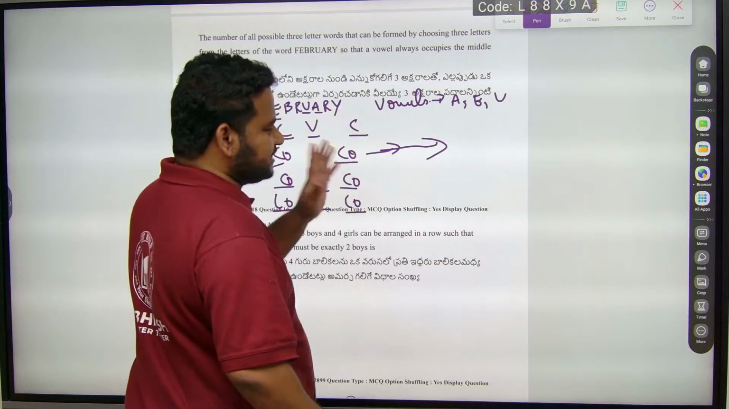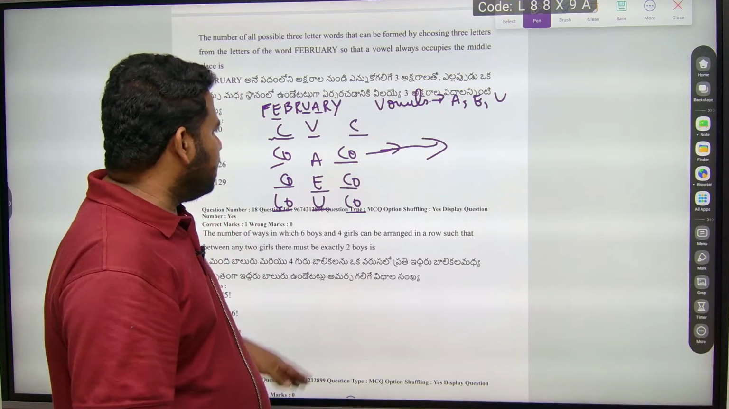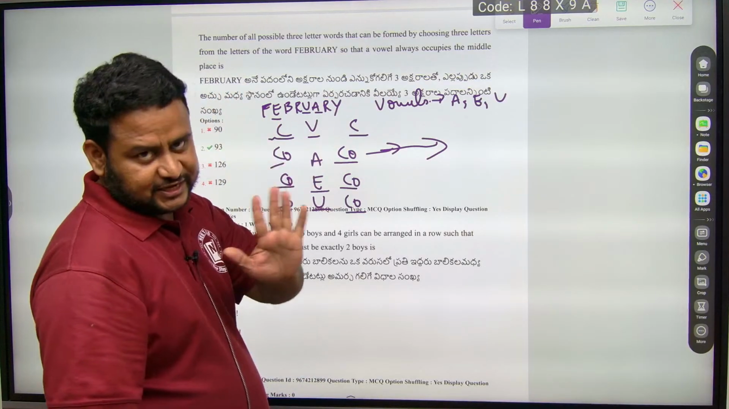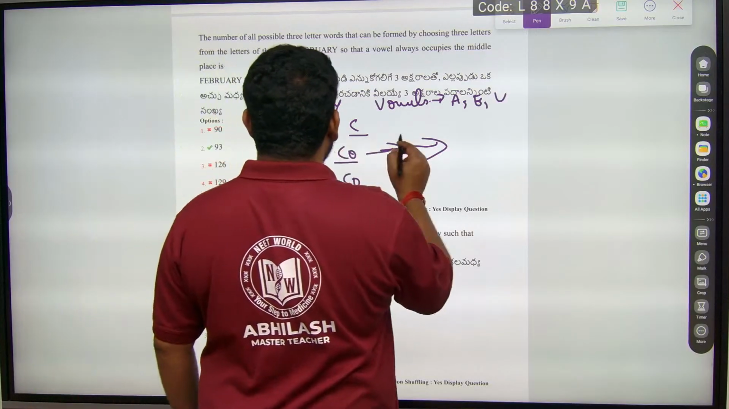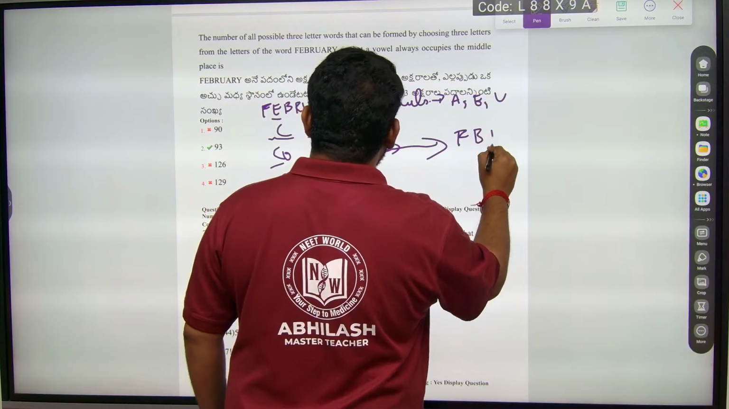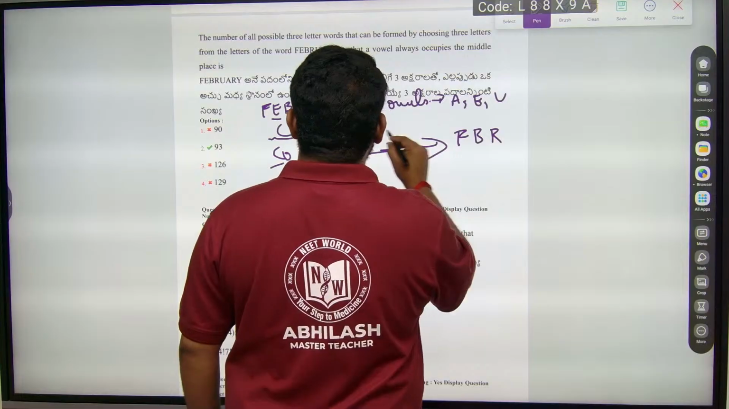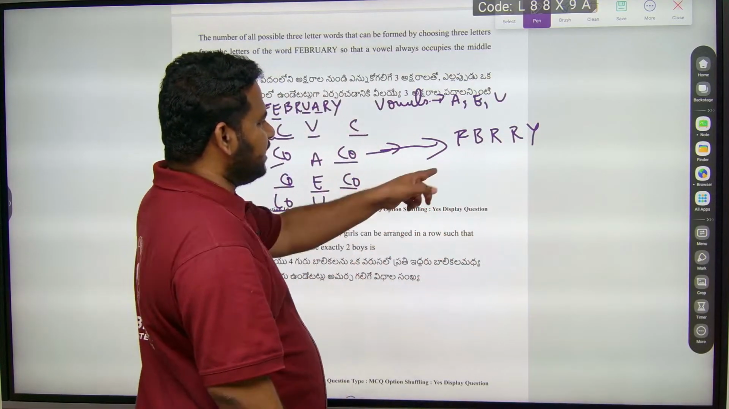Now we have placed A. Already we have placed A. Now how to find out for consonants? We have fixed A. We have to find out for consonants. First of all, what are the consonants that we have? We have F, B, R, Y, because there are 2 R's. Okay, F, B, R, Y.